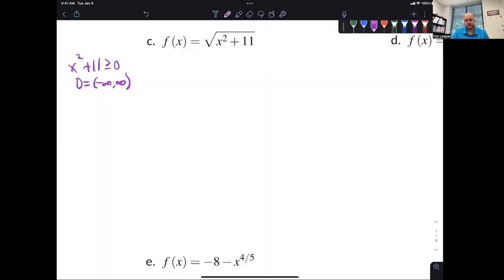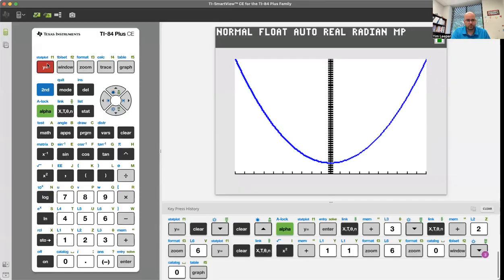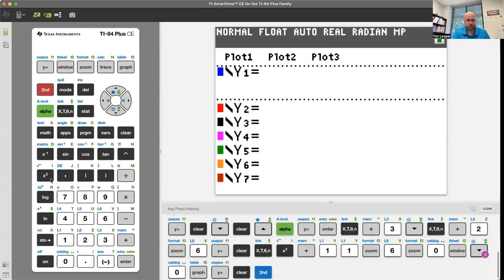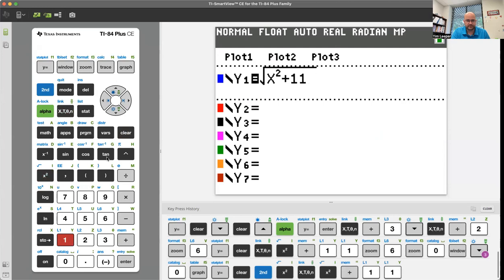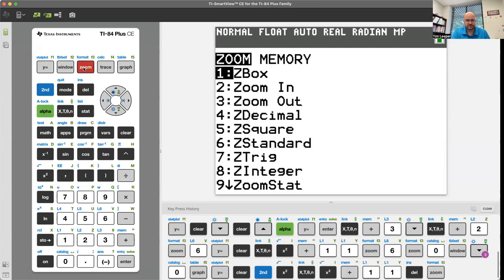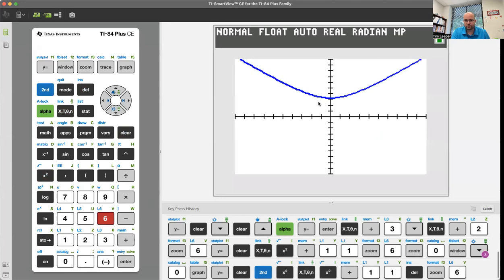Good. Another way of seeing that is you can just go to the calculator. On y equals, do the square root of x squared plus 11. And when you do that, especially on the standard window, you see that it has stuff in both directions.